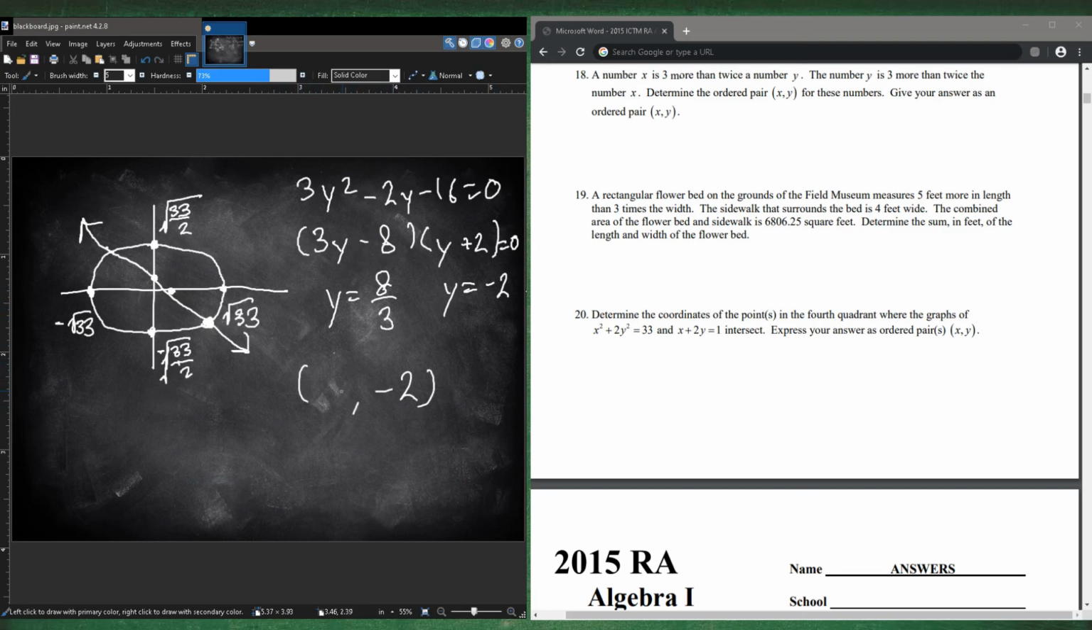Now we need to find our x. So we can just plug it into our equation, which is x plus 2y is equal to 1. You can plug it into either one, but I suggest this one. So this is easier, right? So x plus 2 times negative 2, which is negative 4, is equal to 1. So x is equal to 5. So that is your coordinate of intersection. So your answer for 20 is 5 comma negative 2. And that's basically it.